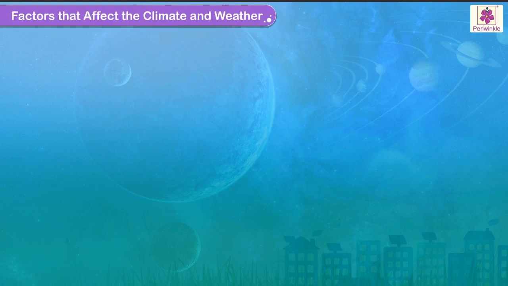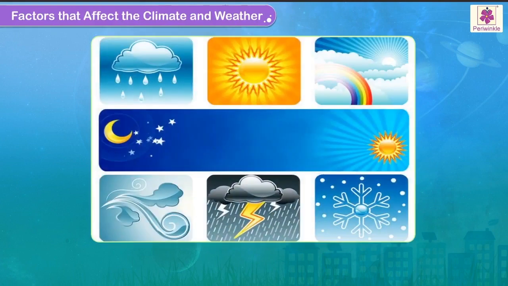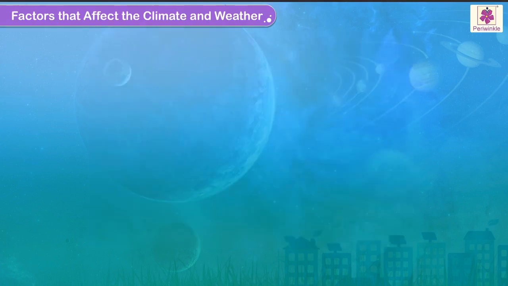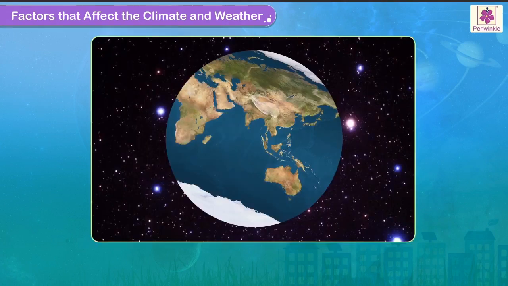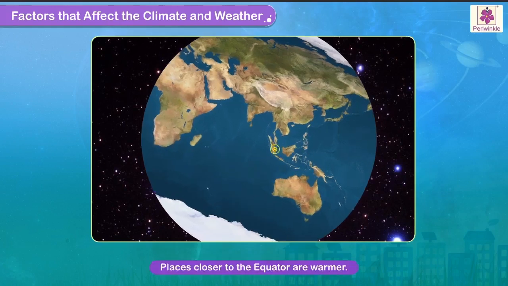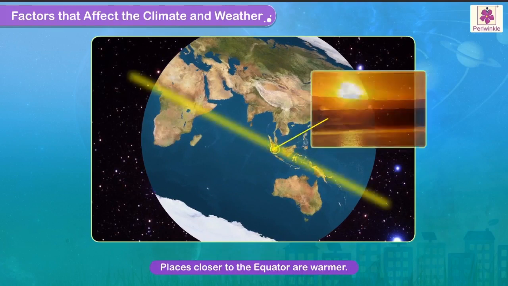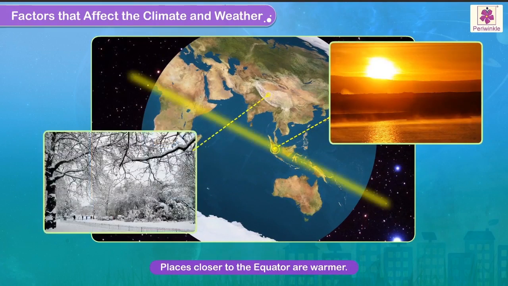Factors that affect the climate and weather. There are many factors that affect the climate and weather of a place. 1. Distance from the equator. Places situated closer to the equator are warmer than those further away from it.